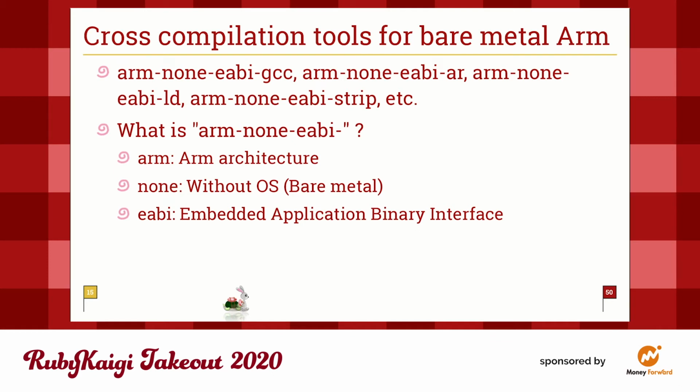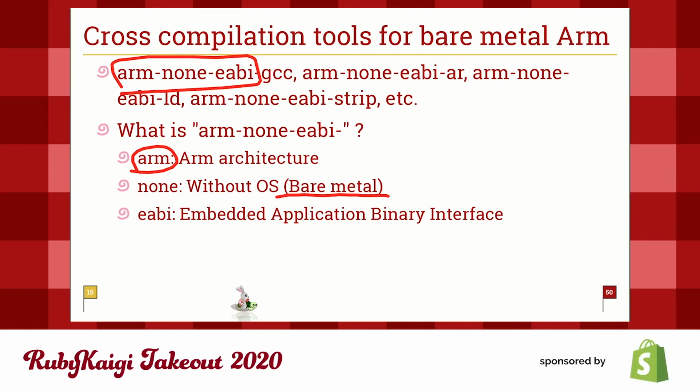Next, I need some cross-compilation tools for ARM because the architectures of my host computer and the target controller are different from each other. We use ARM none-EABI tools to build binaries for the ARM processor. ARM obviously means ARM architecture, and none means without OS. You can also say bare metal. EABI means Embedded Application Binary Interface. So now you know these tools are what you need.